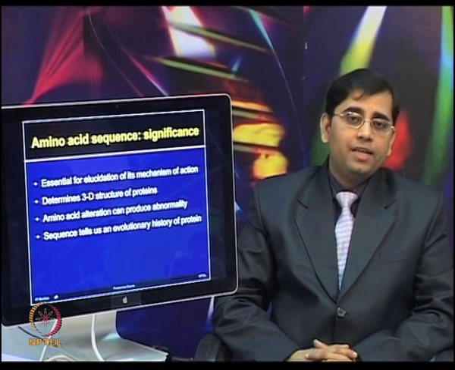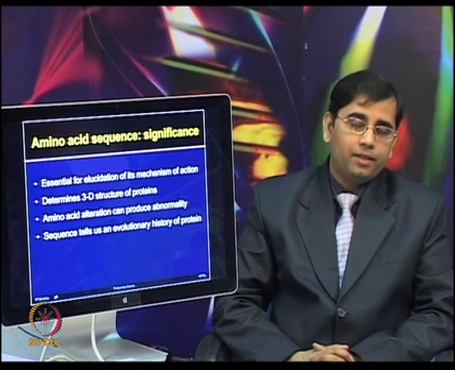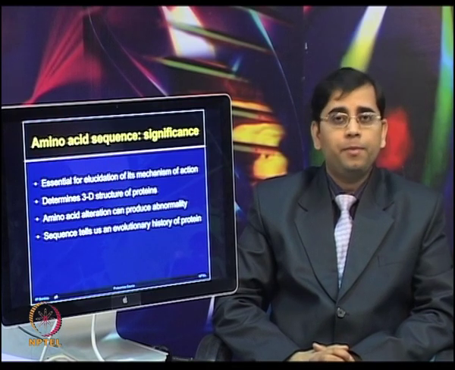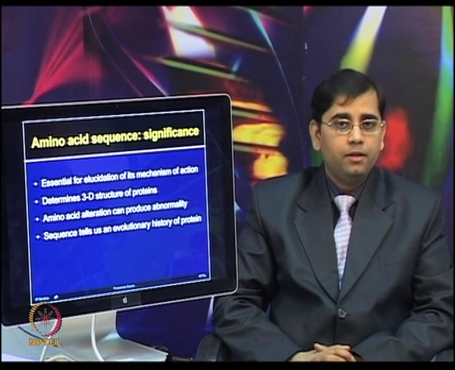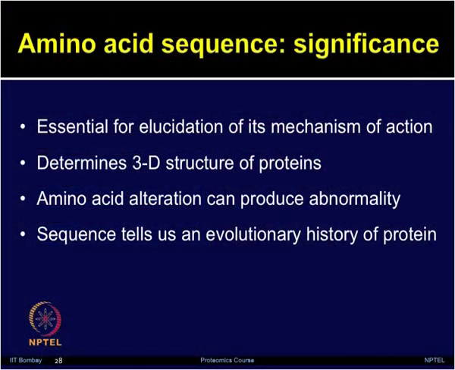So, what is the significance of amino acid sequence? As we discussed, this represents the primary structure. The amino acid sequence is essential for elucidation of the mechanism of action, and an enzyme's catalytic action can be determined. It determines the three-dimensional structure of proteins, links to the functional three-dimensional protein structure, and the genetic message obtained from the DNA.